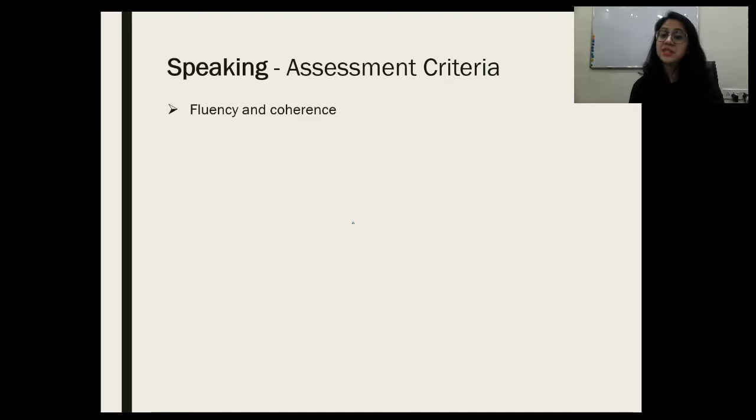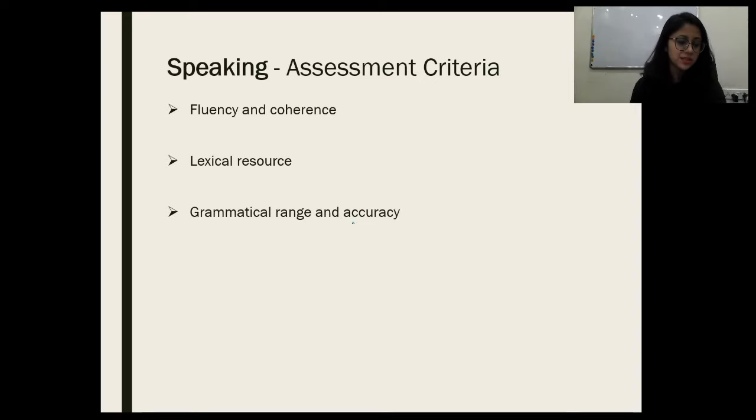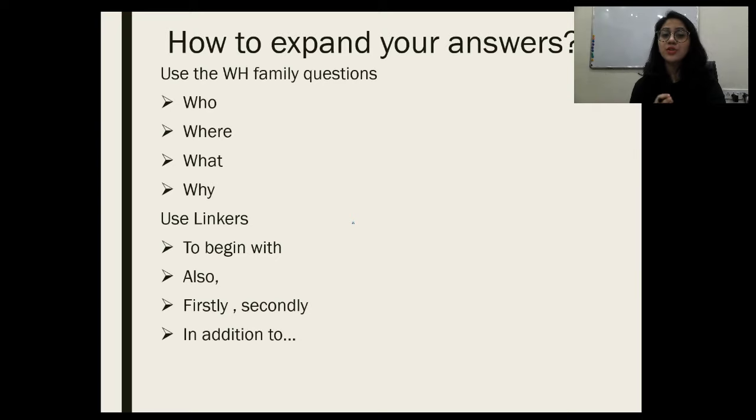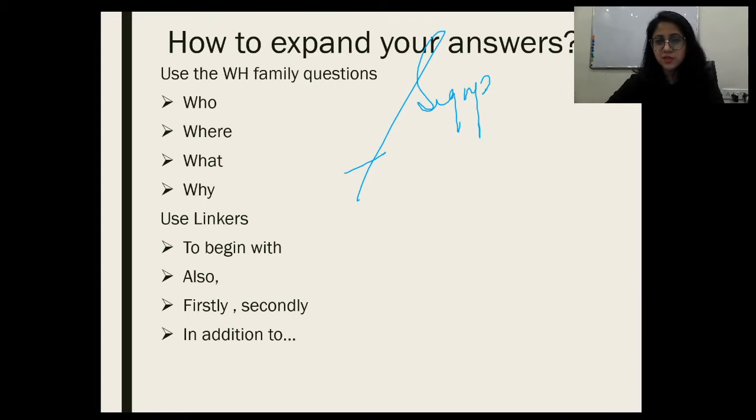Speaking assessment criteria: fluency and coherence. Again, whatever you're saying should make logic and have a flow. Lexical resource, which is vocabulary, grammatical range and accuracy, and pronunciation. Use linkers to expand your answer. Who, where, what, why. To begin with, also firstly, secondly, in addition to. For signposting, refer to my classes. I have a video on the Unacademy platform. You can definitely refer to that there.